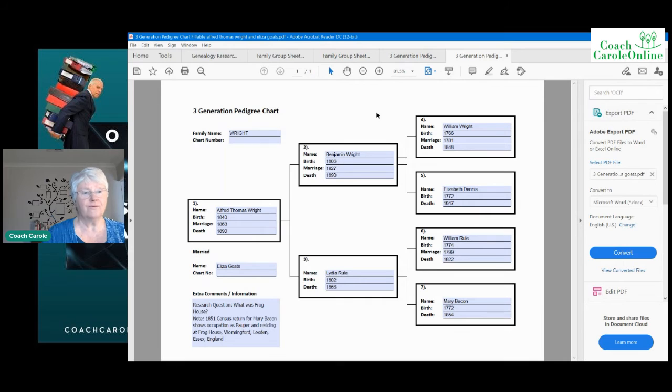There are also 4-generation, 5-generation, and 10-generation pedigree charts if your research goes that far back. So do have a look at the 3-generation pedigree chart to help organise your family history research.